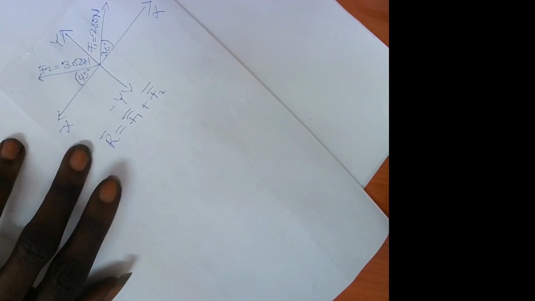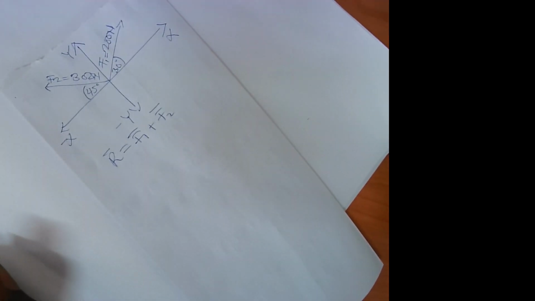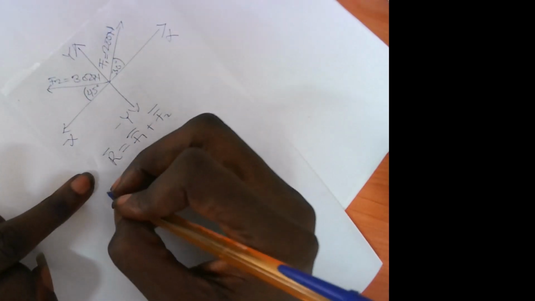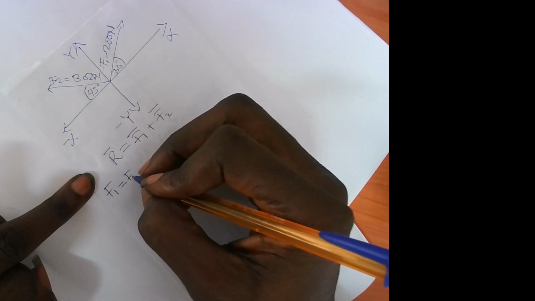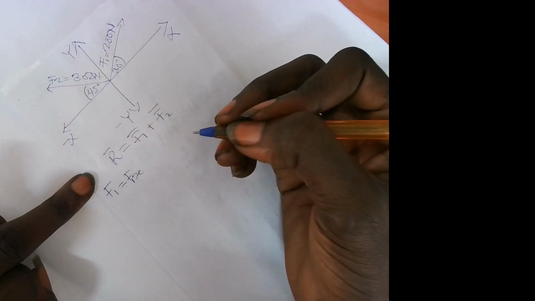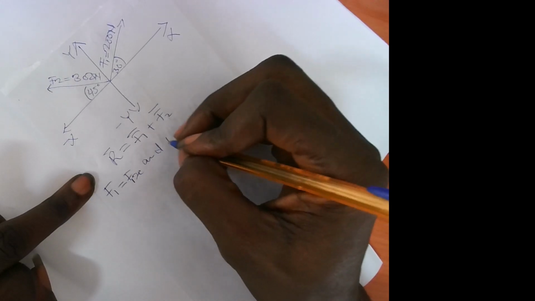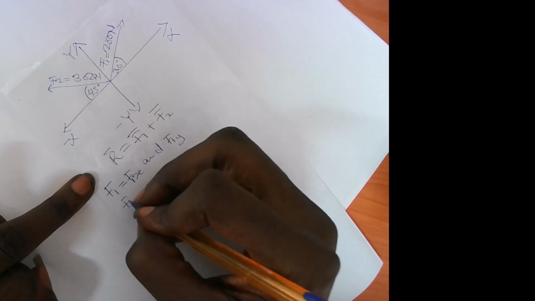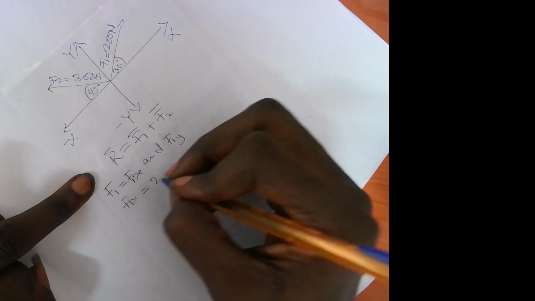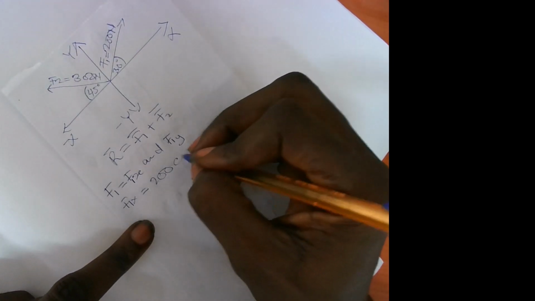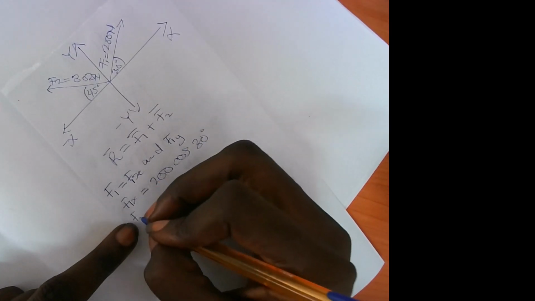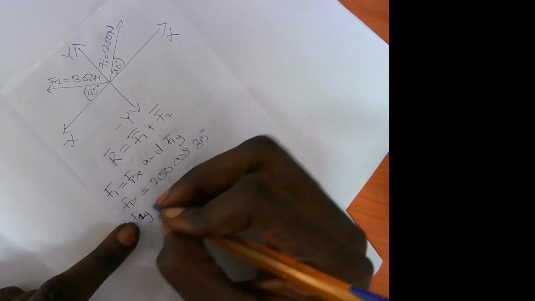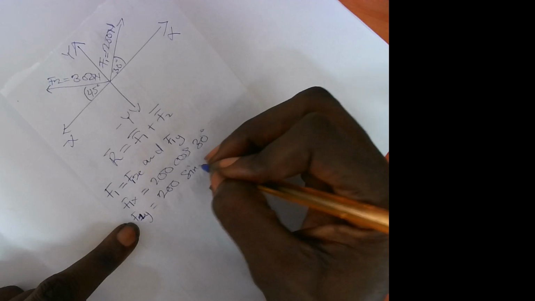To be able to do this, we must find the various components of the vectors and then add the respective components. The components of vector F1 are F1x and F1y. F1x is going to be 200 cos 30, and F1y is going to be 200 sine 30.